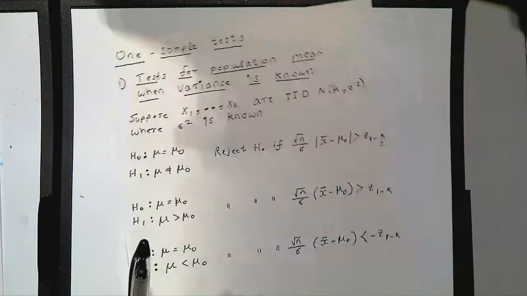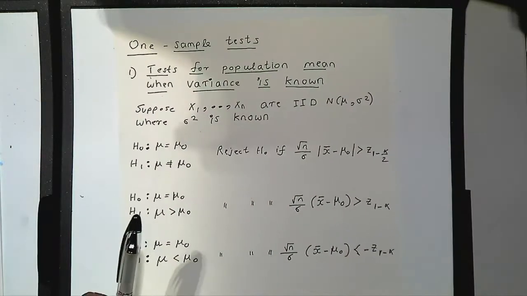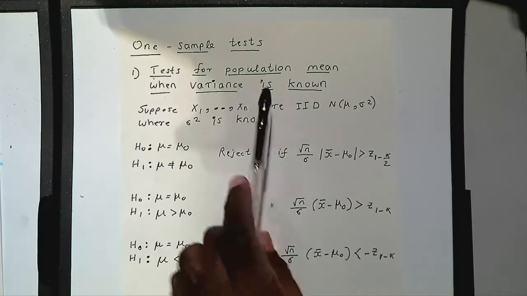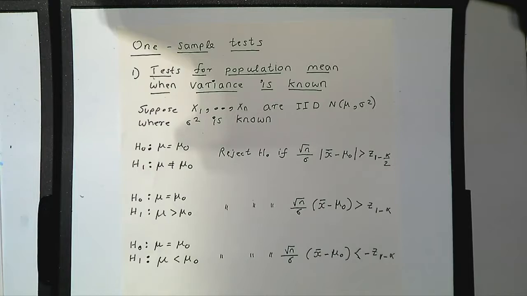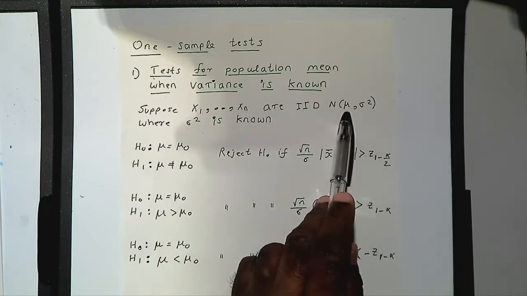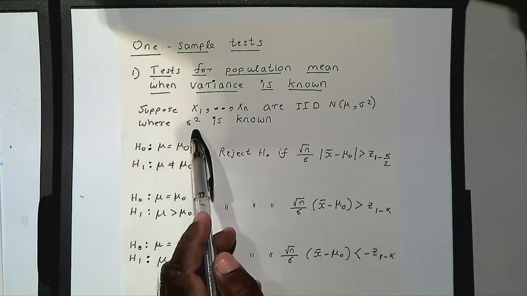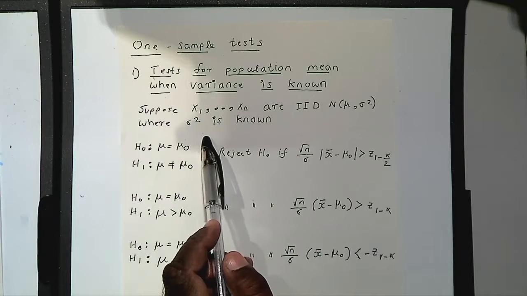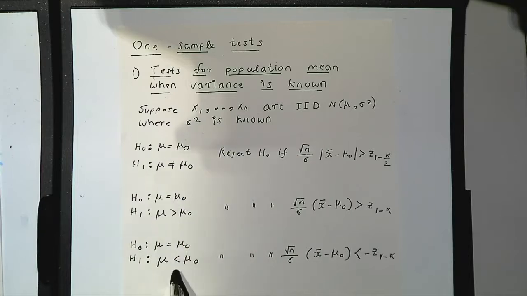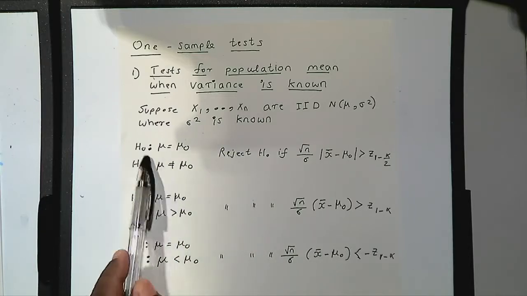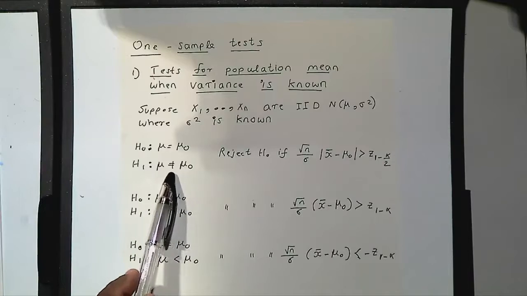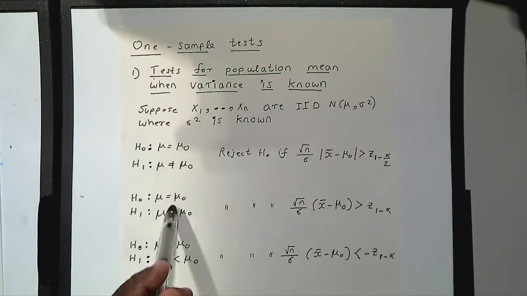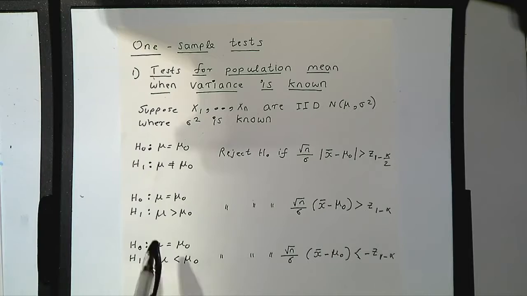Then I talked about one sample test. These are one sample tests for the population mean when the variance is known. So you have a random sample from a normal distribution, and we are assuming that sigma squared, the population variance, is known. In this case, there are three possible tests. This is known as a two-sided test because your alternative has mu not equal to mu 0. It can be either left or right. And these two are known as one-sided tests because here the alternative is greater, here the alternative is less, right?